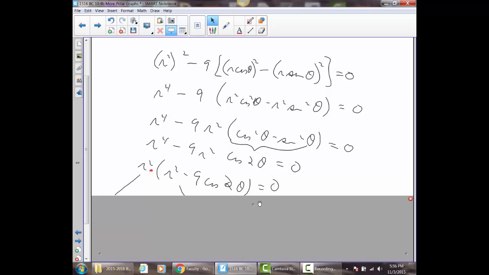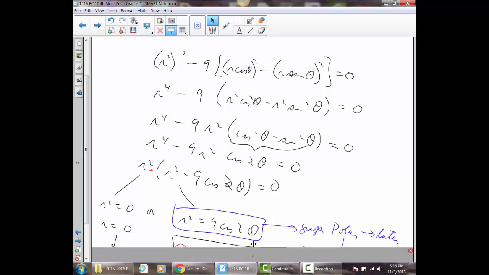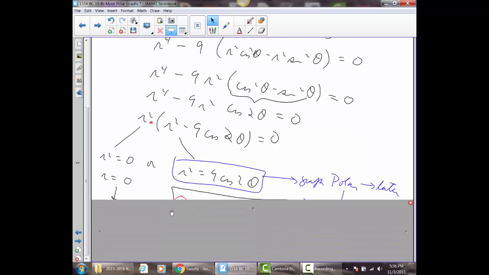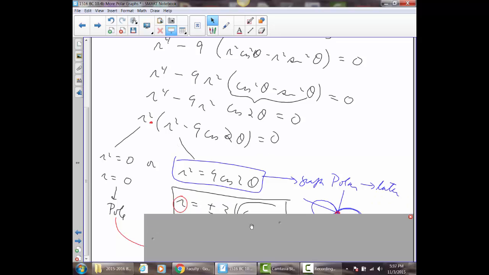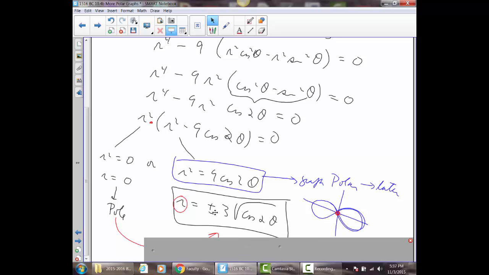Now it's equal to 0, which means either r squared is 0, which means r is 0, which is, by the way, the pole, the origin, which we now call the pole, or r squared minus 9 cosine 2 theta is 0, which means r squared is 9 cosine 2 theta. So r is plus or minus 3 square root of cosine 2 theta is another way of writing it. Either one would be fine. I would look at the back of the book and see whether they have r squared equals or r equals. And we'll look at this polar graph later.